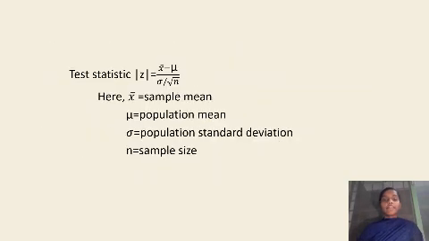Here we are defining the formula. It means that modulus of Z equals x bar minus mu by sigma by square root of n. Here we are defining the terms in the formula. X bar equals sample mean, mu equals population mean, sigma equals population standard deviation, n equals sample size.